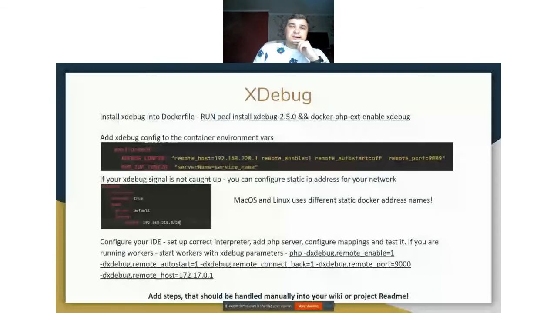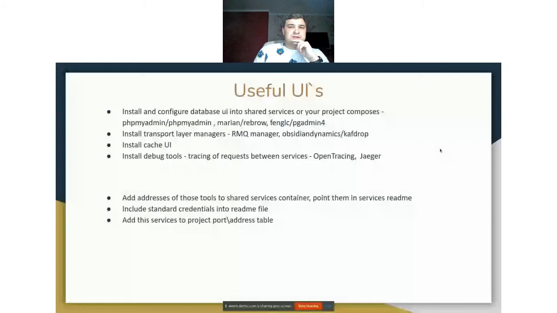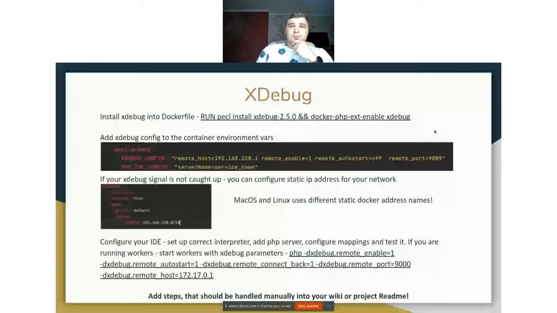If you are using a command to run workers, you can pass those environment variables in that command. You can Google how to configure Xdebug with Ubuntu and PhpStorm or whatever you use to get more details. I just want to note that a tool such as Xdebug should be configured in your skeleton from the start, and further configuration should be available on your wiki page or the project's README. Don't forget to remove Xdebug from your production containers.